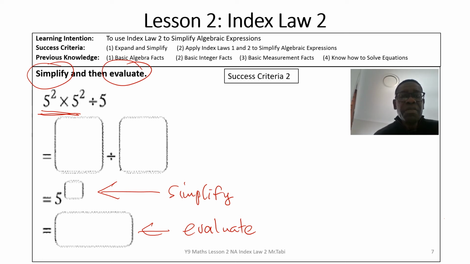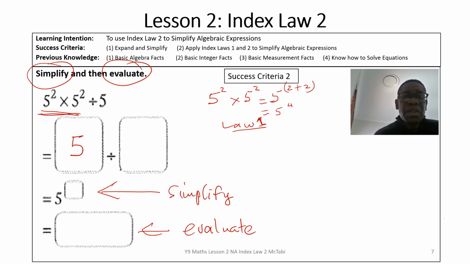So we have 5 squared times 5 squared using law 1 becomes 5 to the power 2. The reason I'm saying that, which is equal to 5 to the power of 4, that's law 1. Helps me to do that. So 5 to the power of 4. And we're dividing by 5.